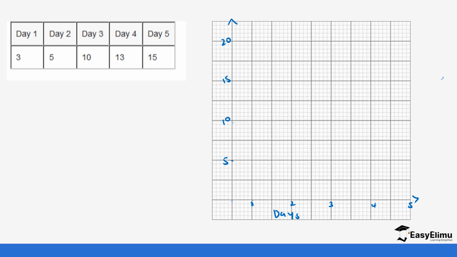So day 1 is 3, so every 2 centimeters represents 5, which means 3 is going to be here. Day 2, 5. Day 3, 10. Day 4, 13. So 10, 11, 12, 13 is going to be here. And then day 5, 15. So when we join our points, that is what we get as our line graph.